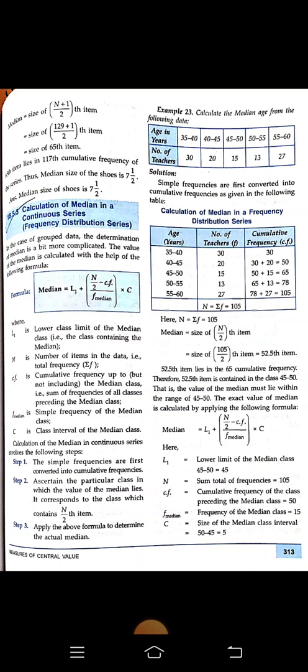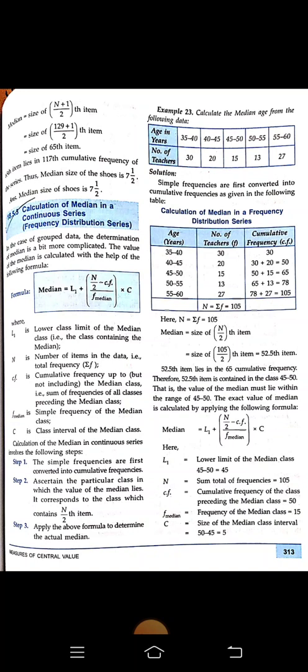So what is the cumulative frequency? For the first one it will remain the same, 30, and for the second one 30 plus 20, the value we have above, that is the cumulative frequency. You see 30, and at present the number of teachers is 20. So 30 plus 20 is 50. Again 50 plus the number of teachers, 15, that is 65. Again 65 plus 13, that is 78. Again 78 plus 27 teachers, we are getting 105.